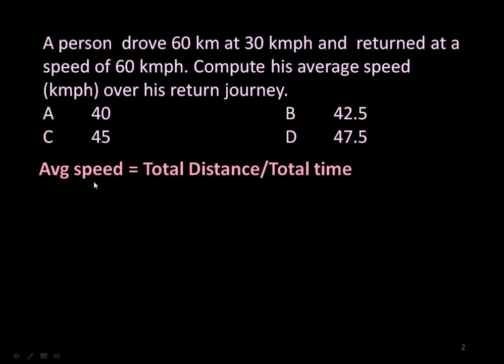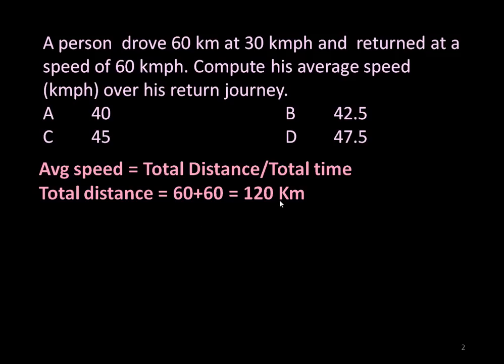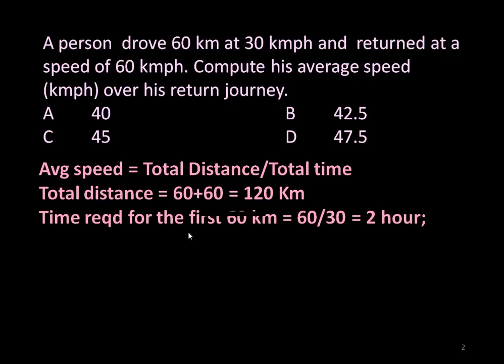So the formula for average speed is equal to total distance upon total time. Here, total distance, if you see, he is going 60 km and he is returning 60 km, so his total distance is 120 km. And time taken for the first 60 km, because first 60 km he is covering with a speed of 30 km per hour, so 60 upon 30, distance upon speed will give you the time. 60 km divided by 30 km per hour is equal to 2 hours.